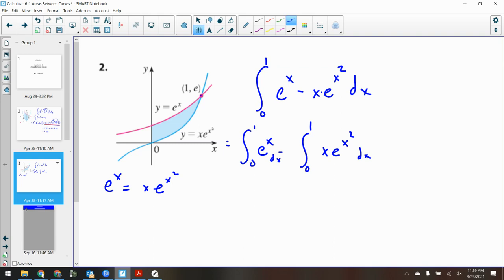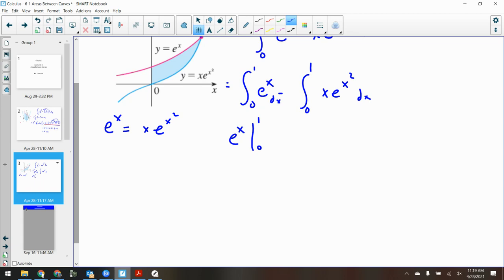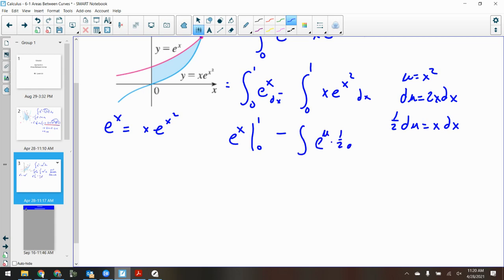Now, what does that mean? That means I can perform the integral of e to the x from 0 to 1, and now I'm going to do the u substitution. This is going to require a little bit more work. My u value is x squared, so du is 2x dx, so 1/2 du is x dx. Now 1/2 du goes in for x dx, so here we've got e to the u times 1/2 du.